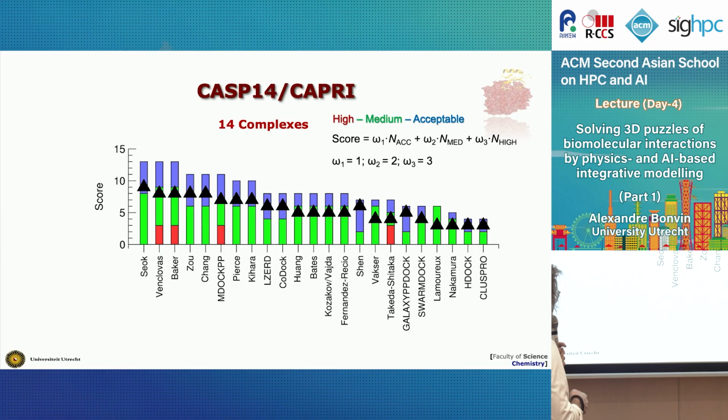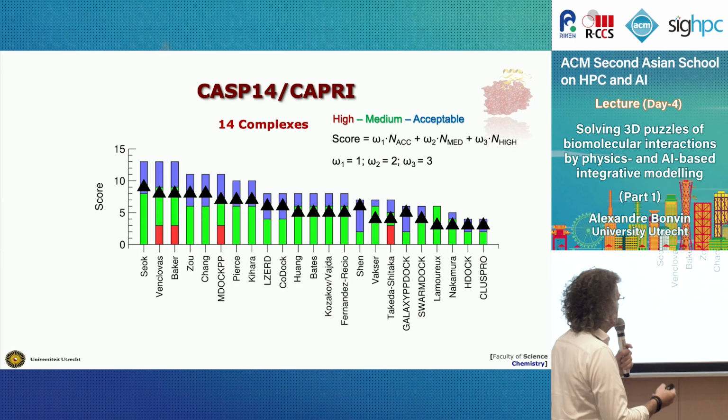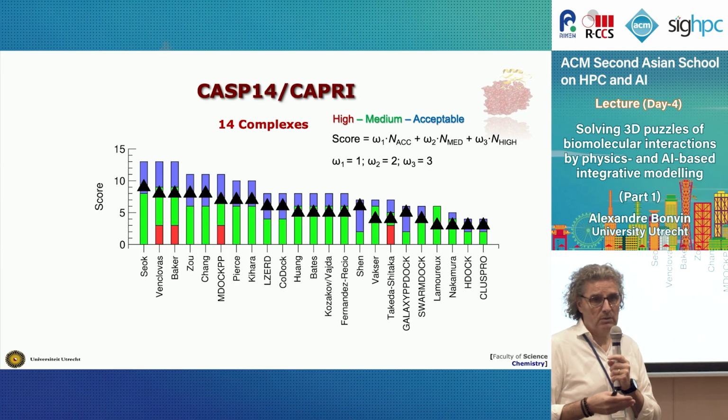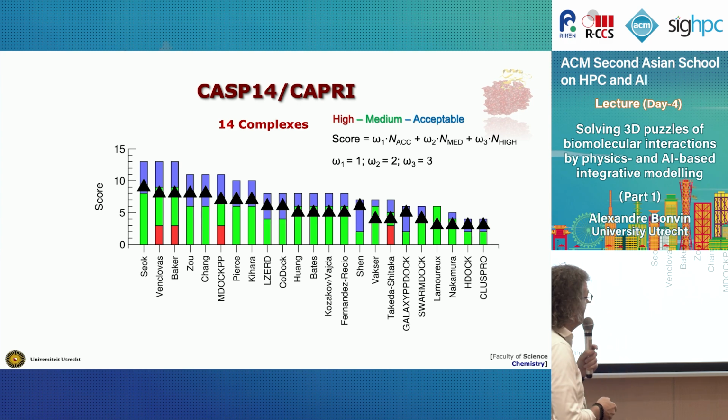We assigned a score, so this is now CAPRI metrics, and in CAPRI we distinguish between high quality predictions, so this will be like a crystal structure basically. You are within 1 angstrom RMSD from the right answer. You will have a medium quality prediction, and then you have acceptable. And depending on the number of targets or complexes that are correctly predicted, we assign a score, which also depends on the quality. The triangles tell you how many complexes were correctly predicted, and the bars show you the score, which is the combination of high, medium, and acceptable.